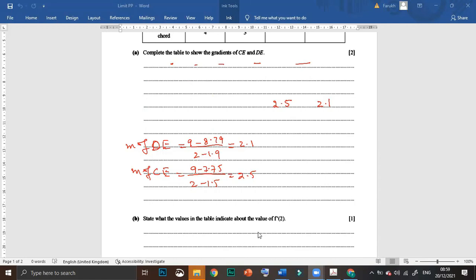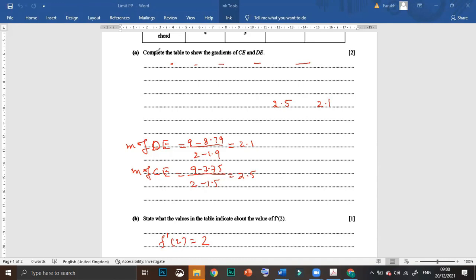The next part is find the value of f dash 2. Now what is f dash? F dash is the gradient of the function, and f dash 2 is the gradient of the tangent line when x is equal to 2. You have already predicted it, Umar, it is 2. That was the question. Should I explain something from this, or should we move to the next part?